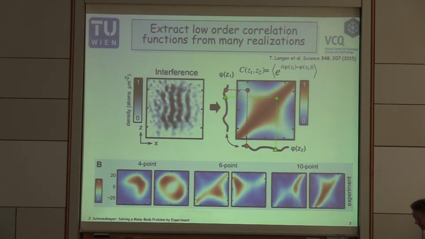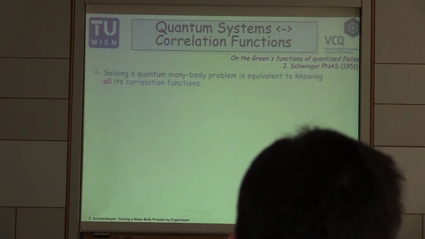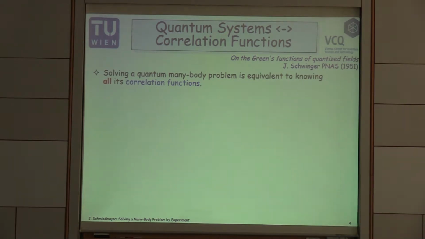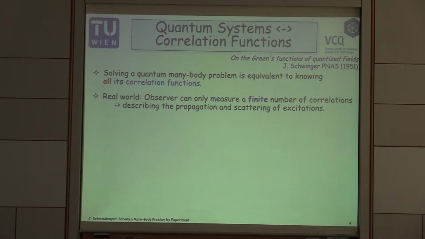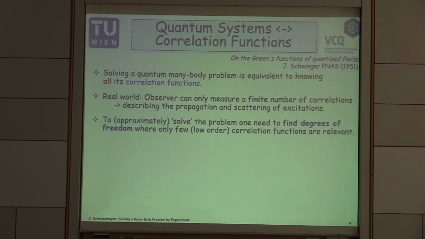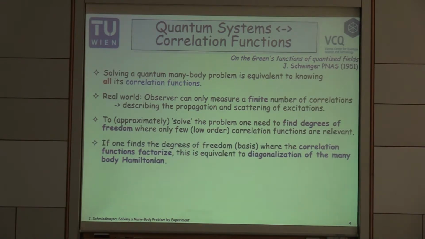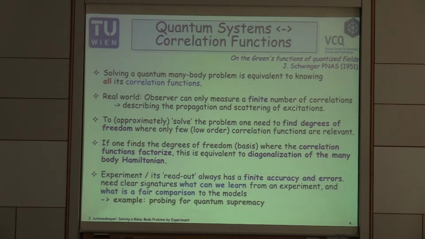So our main motivation for what we did over the last years was looking back at one of the key things in quantum field theories, Schwinger's suggestion, in his papers in the 50s, that if you know all-order correlation functions, you have basically solved the problem. And then, of course, you think about it as an experimentalist: in the real world, I can only measure a finite number of these correlation functions. And usually these correlation functions describe the propagation and scattering of excitations or modes of the system in quantum field theory.